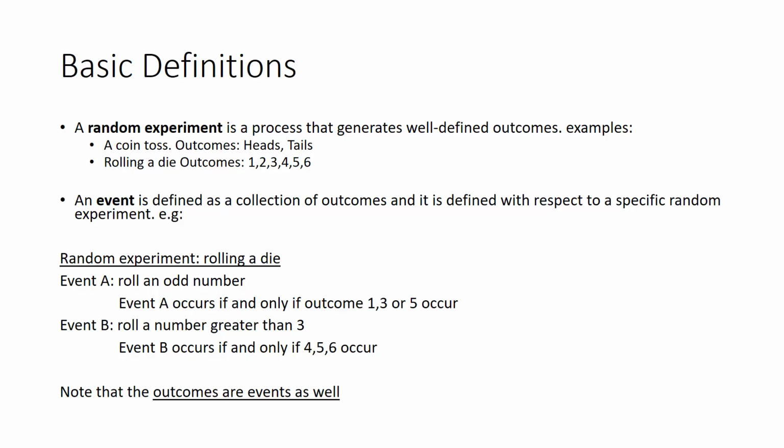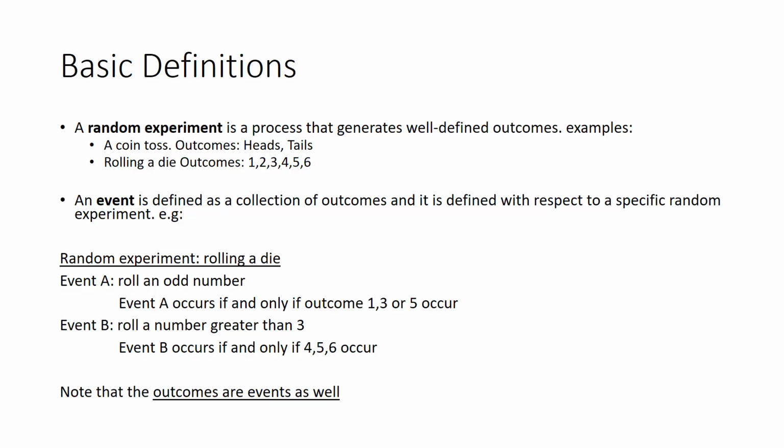The event is basically an outcome or a collection of outcomes with respect, obviously, to a specific experiment. Let's think about the rolling a die experiment. We have event A being roll an odd number, where odd number is 1, 3 or 5, and event B being rolling a number greater than 3. In this case the event B occurs when the outcome of the experiment is 4, 5 or 6.